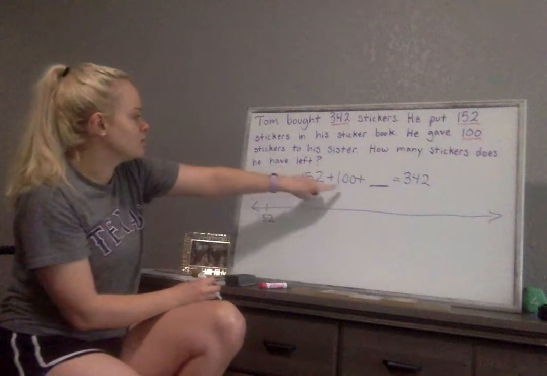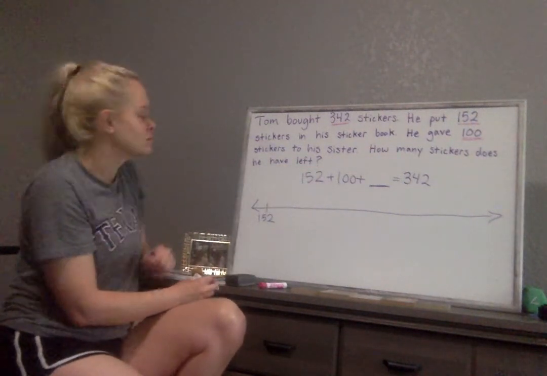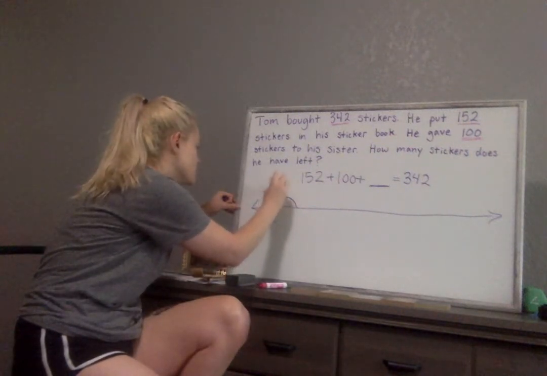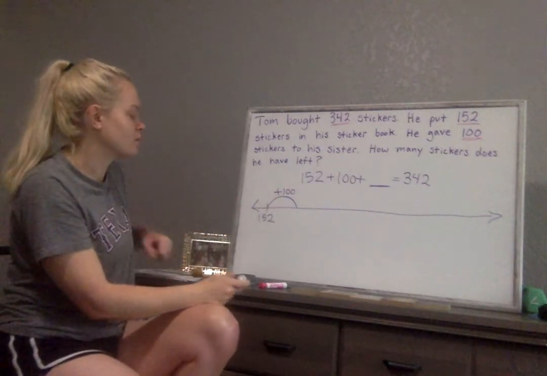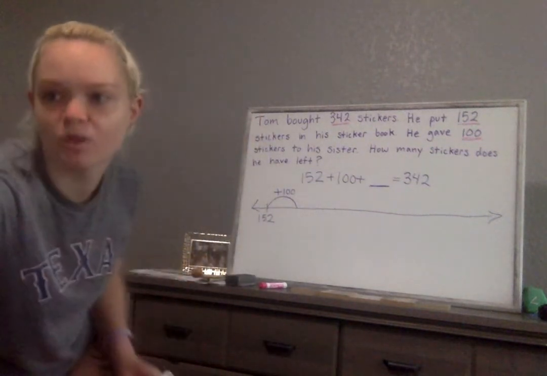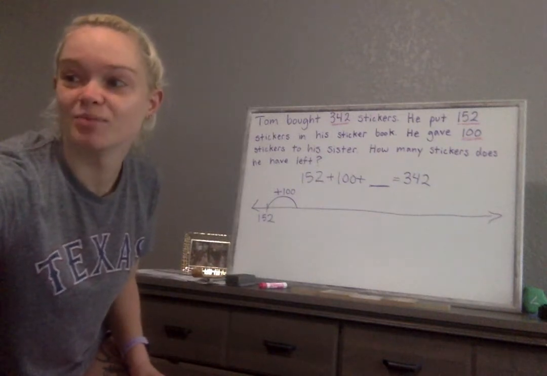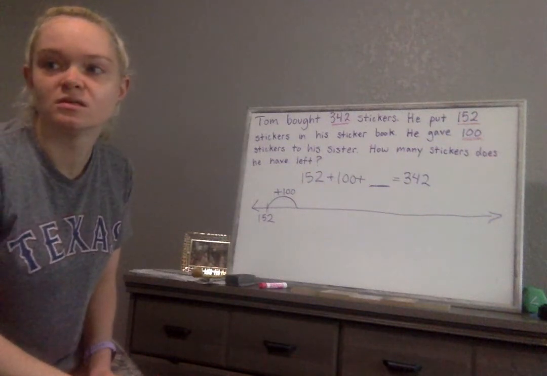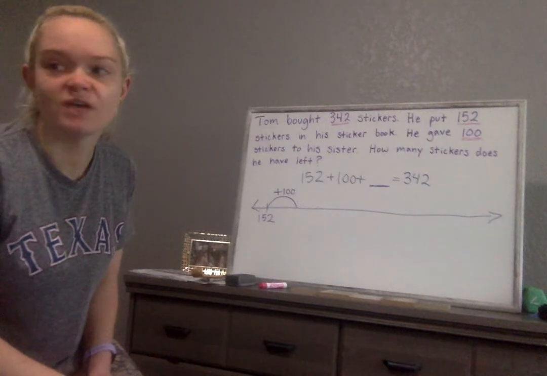Alright, so now I know I'm going to add plus 100 on here, okay? So I'm going to make my little rainbow right here, and above that I'm going to say plus 100, okay? And when we did that earlier, can someone tell me what it equaled whenever I said 152 plus 100? Can someone tell me what that equaled? It's okay if you don't remember.